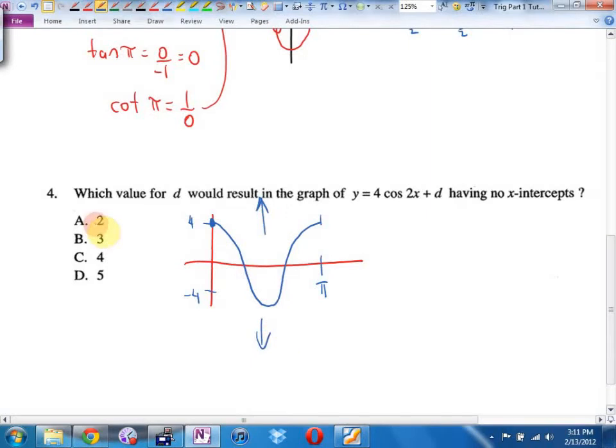If I moved 2 up, you know what? I got negative 4 to play with. I'd still have a couple of x-intercepts. If I moved 3 up, I'd be kind of right there. I'd still have a couple of x-intercepts. Heck, if I moved 4 up, I'd be touching once right there. I'd still have a couple of x-intercepts. You know what, Brett? You're right. It is D. 5 up would have no more x-intercepts.